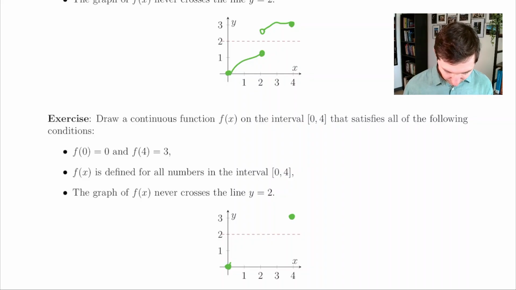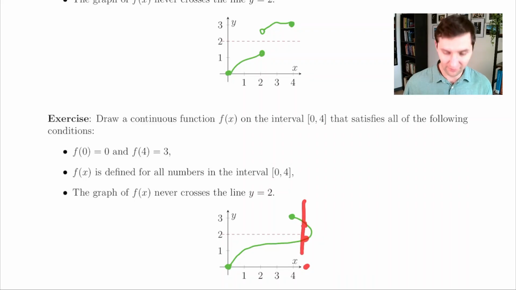If I try to draw it, I believe that at some point I will have to cross the line y equal to 2. You could have tried the following. However, this is not a function. For one input, you have two outputs. This function does not pass the vertical line test. So in fact, this is not a function.